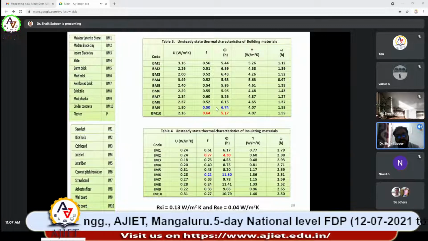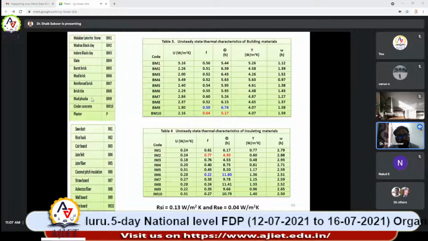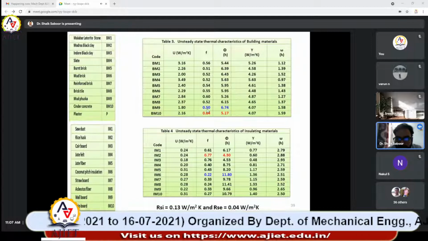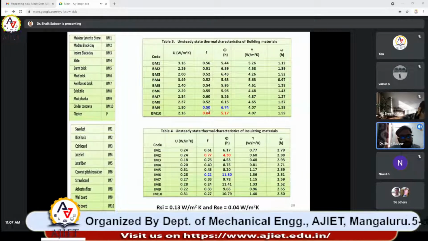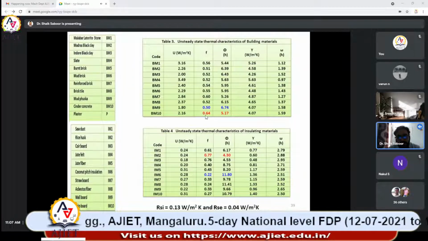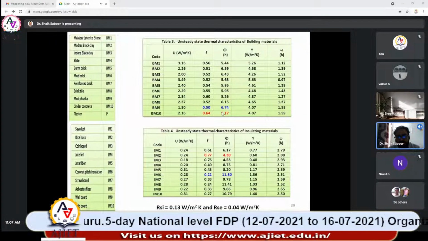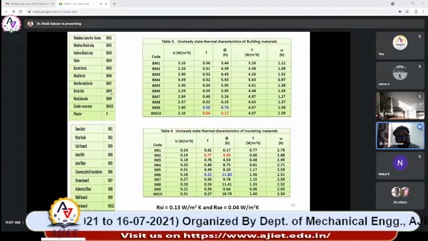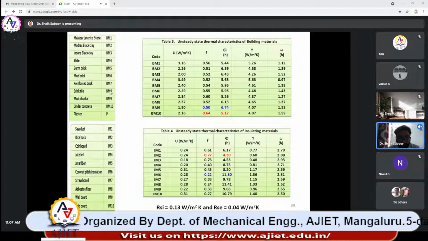Here we have got BM9, which is mud fusca. So we have got better decrement factor and better time lag values. The worst case we observed was for the cinder concrete, where we got the highest decrement factor and the lowest time lag values. Similarly, we studied this individually for buildings and insulation materials, not together.